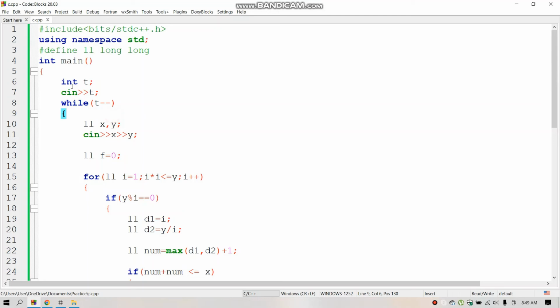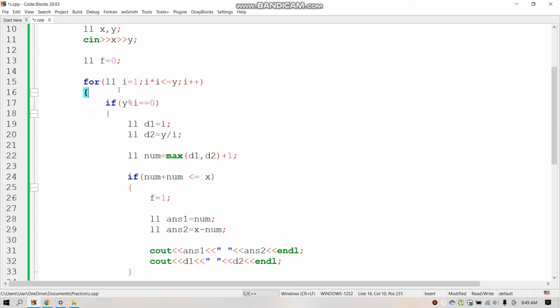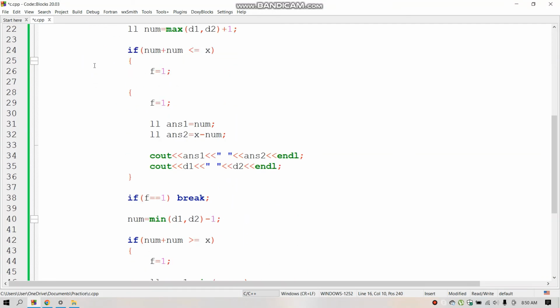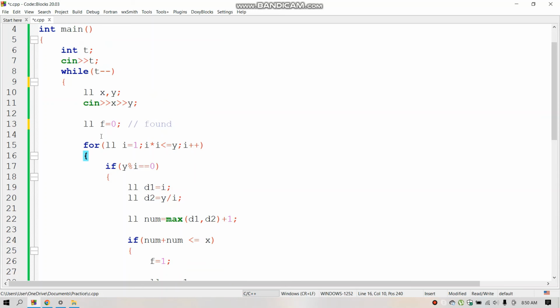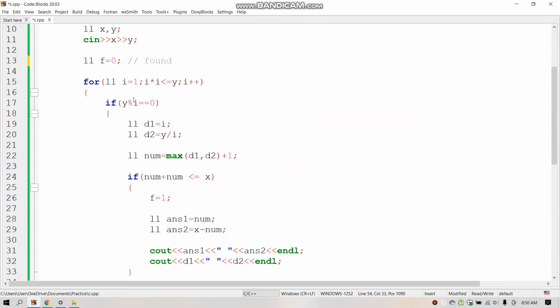Here first of all I am taking the test cases, then I take x and y. Now here I declared a variable f, is found, meaning after this loop, if f is still 0, that means I didn't find my answer, so I will output -1. Now let me explain the loop.